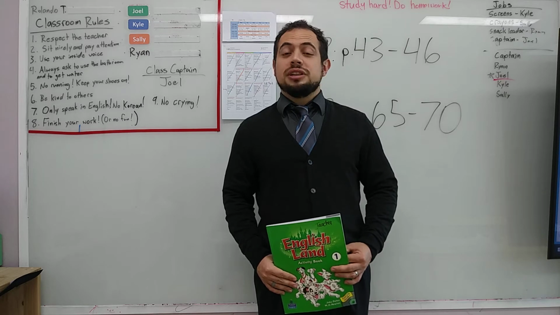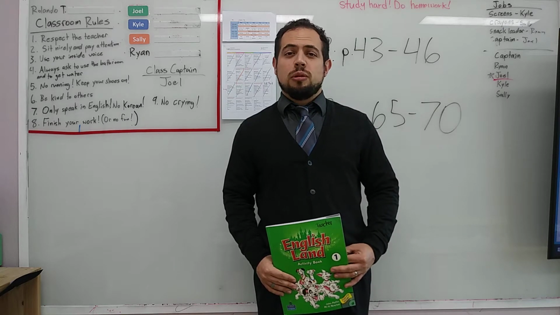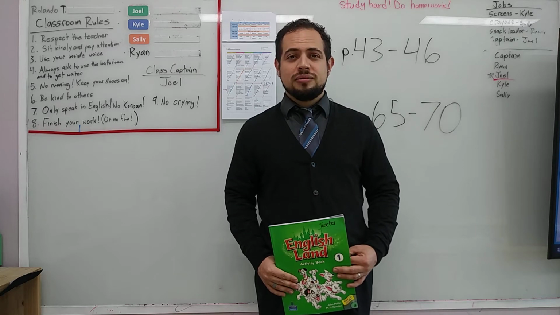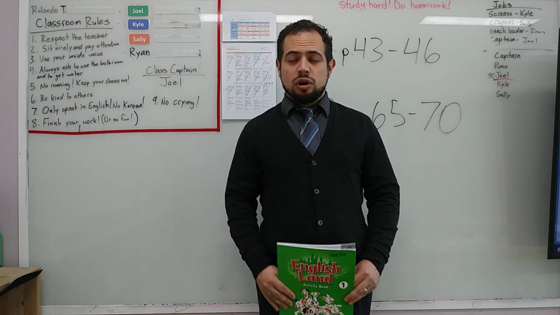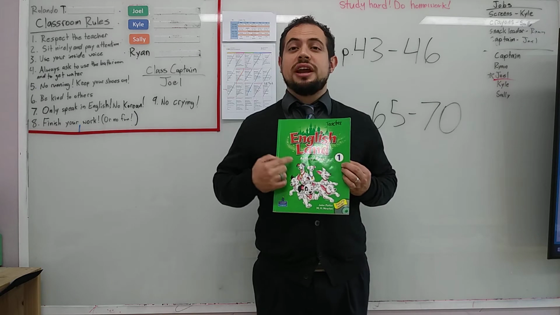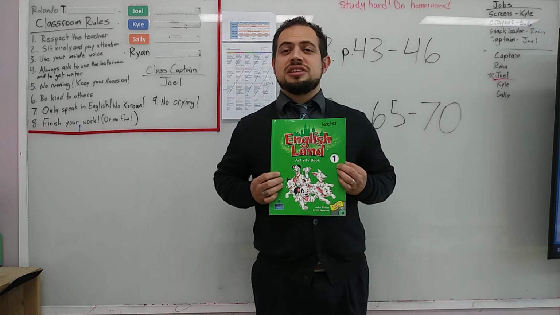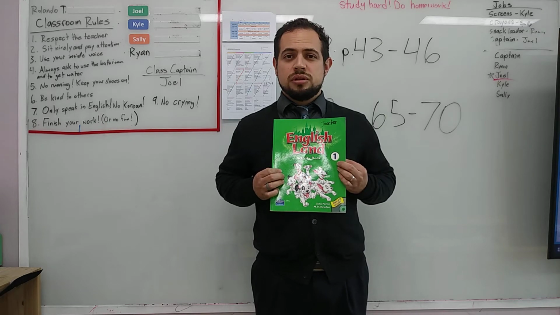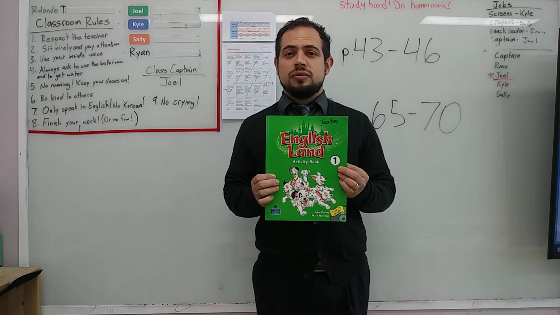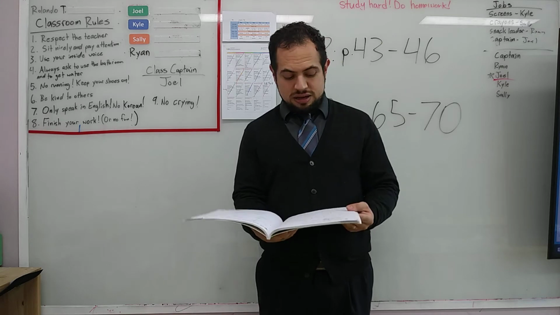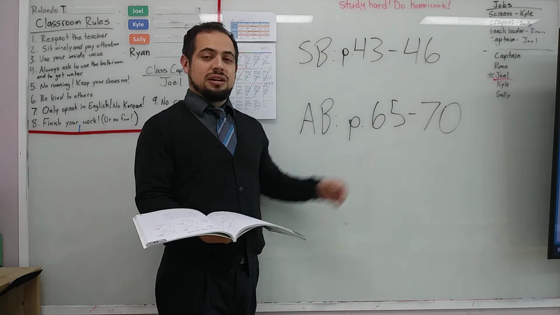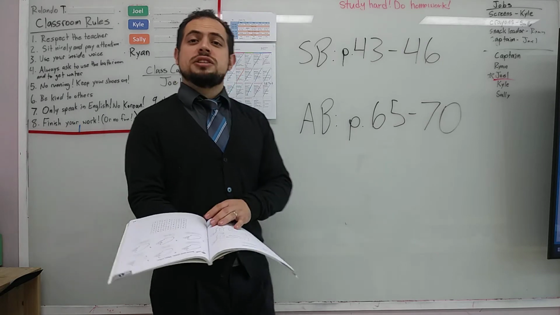And now we'll be doing the second part of the curriculum for Basic C class on December 8th, 2020. This time, we're going to be needing the English Land Activity Book. This is the activity book that goes along with the student book. So let's get our activity book out, and we're going to be covering today pages 65 to 70. So let's go to 65.